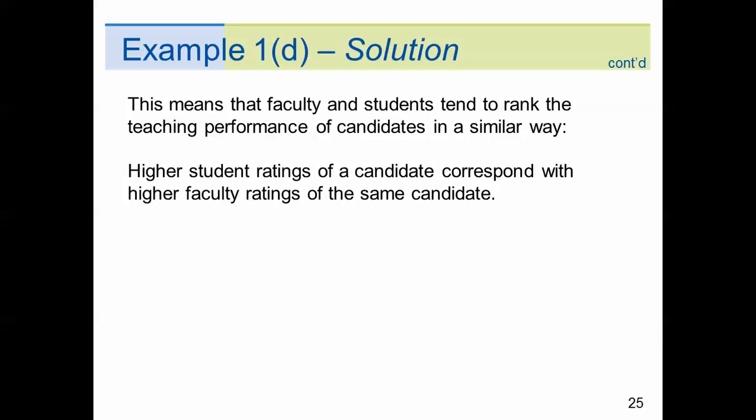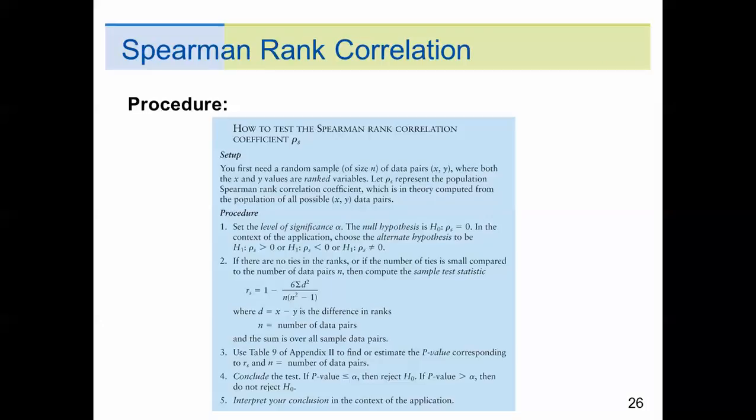This means that the faculty and students tend to rank the teaching performance of candidates in similar ways. Higher student ratings of a candidate correspond with higher faculty ratings of the same candidate. There is the context of the problem. That's interpreting what all that work was about. What does that do for us? So there are the things we just went through, and that's it.